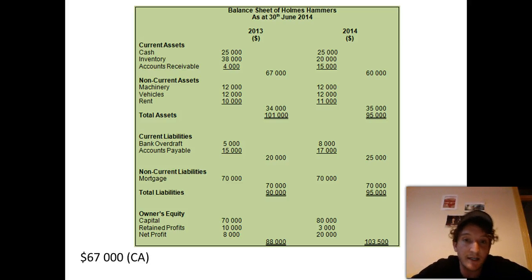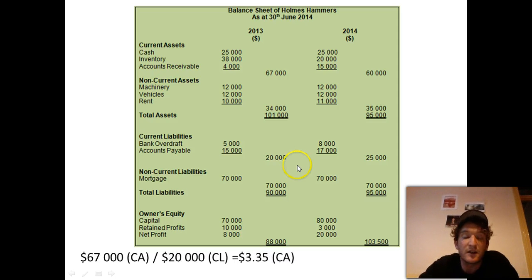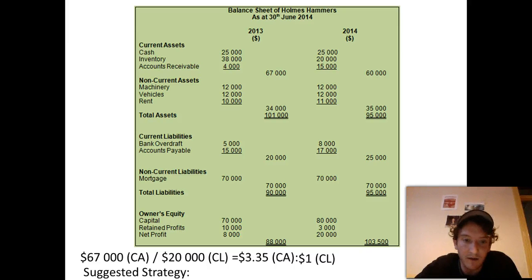So the current assets are $67,000, and now we're going to move down to the current liabilities. Divide by 20,000, which gives us 3.35. That's $3.35 of current assets for every dollar of current liability. Is that healthy or sick? It's healthy. It has to be.